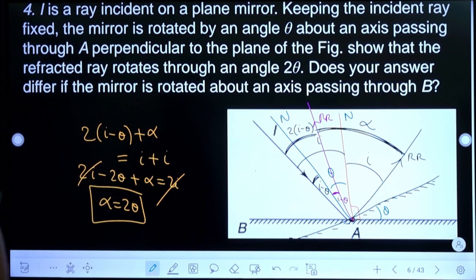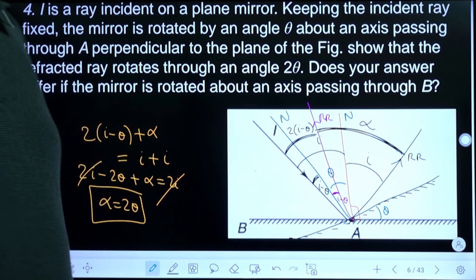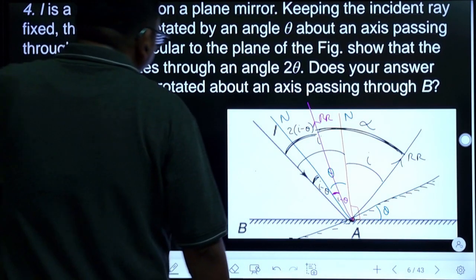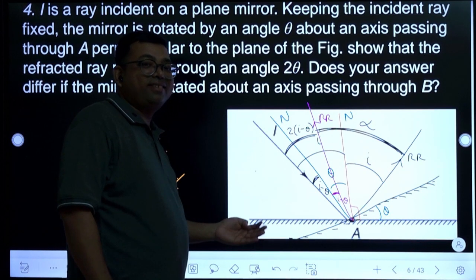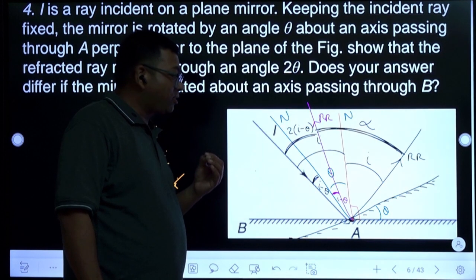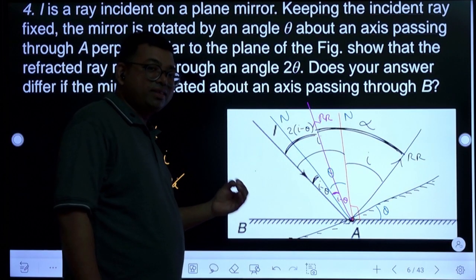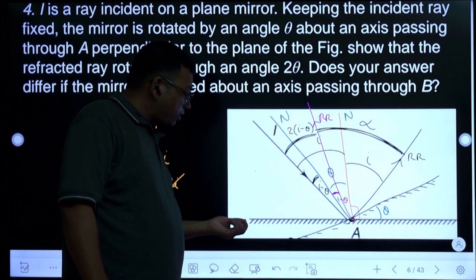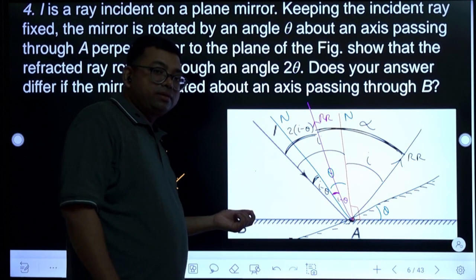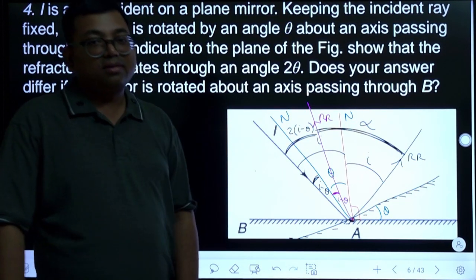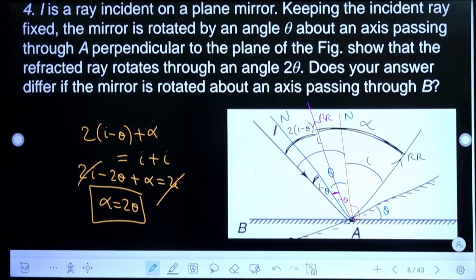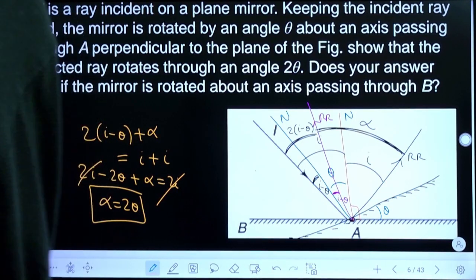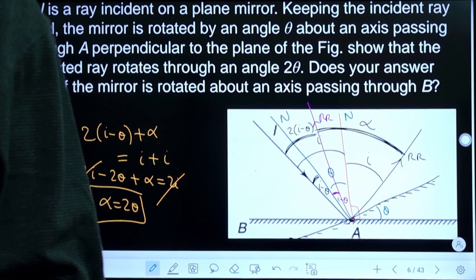But now the question is a little bit different. We are rotating the mirror about this axis. Nobody would have thought of it. So this is quite an interesting question. If you rotate about point B, then what happens? You have not thought about this. Nobody has thought about this.